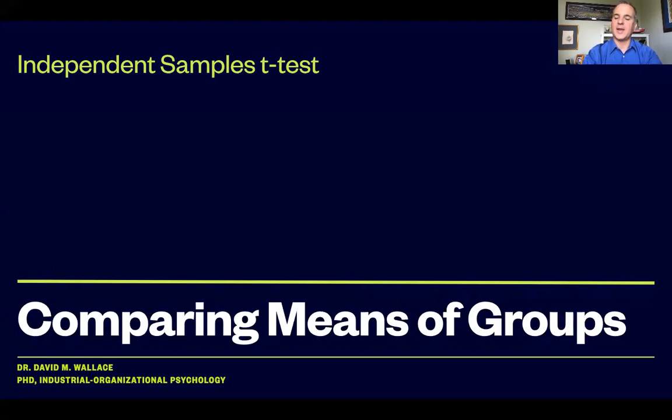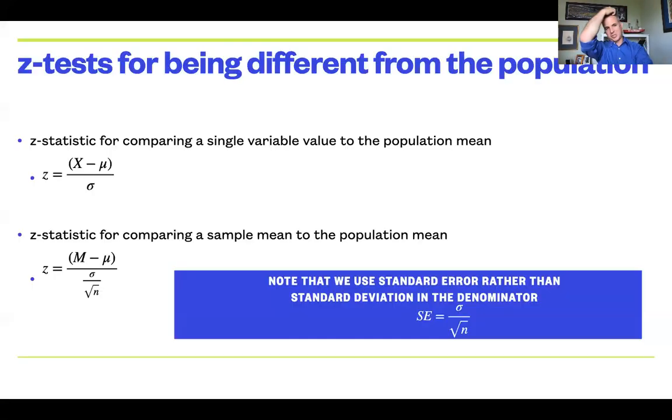So now let's talk about the independent samples t-test, right? And this is kind of our most basic t-test and what William Gosset was originally talking about. But first, let's review a little bit and talk about z-tests, right?